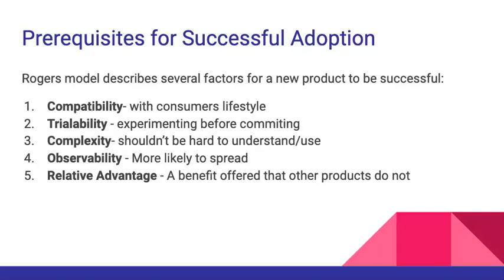Some things that are needed for successful adoption of a trend, and this was identified by Rogers, was compatibility. It has to be something that fits the consumer's lifestyle. Trialability. The consumer needs the option to experiment before committing. And I think if you've been watching, you get the ads for Purple, the mattress, you can see that being something that's part of their marketing strategy and adoption strategies. You get 100 nights to try it.